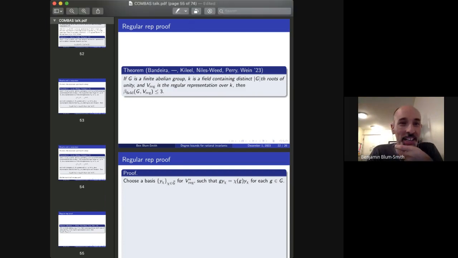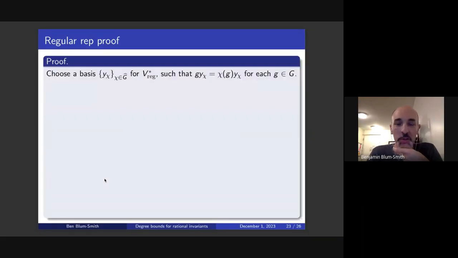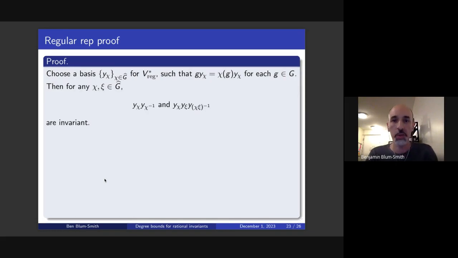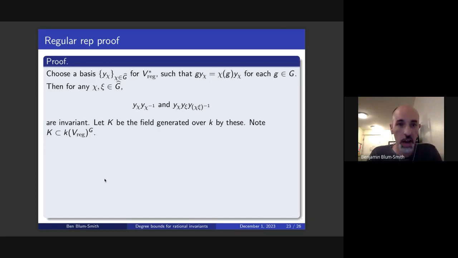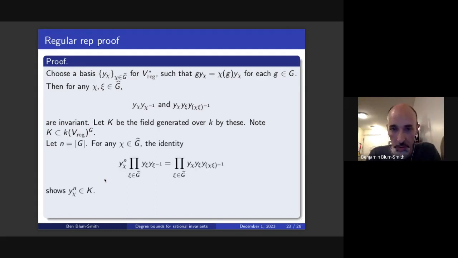Let me try to whiz through it. Okay, so the idea is, as usual, you go to the diagonal basis. The diagonal basis has a basis element for every character. You explicitly write down what the degree 2 and 3 invariants are. You name the field they generate. It's evidently inside the invariant field, and you want to prove it's the whole thing. Now you do some cute algebra to show that the nth power, where n is the order of the group, is in this field for each of those basis elements.